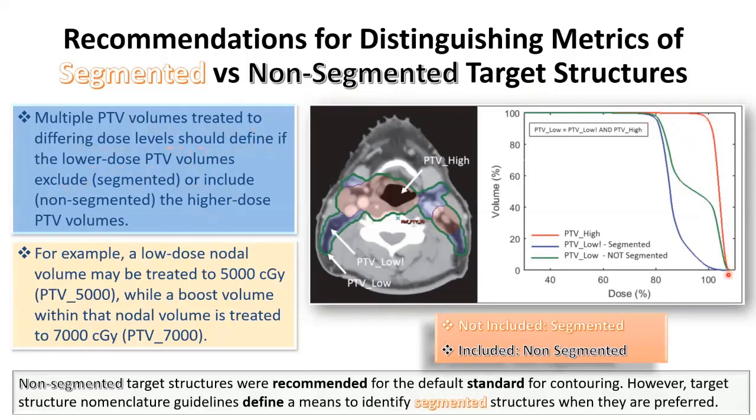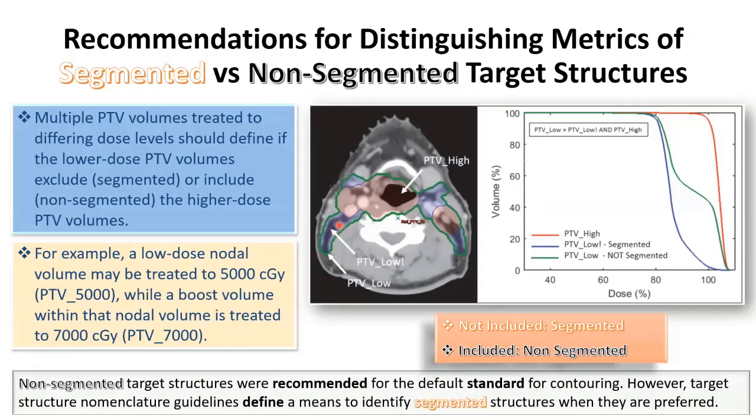So, this is the BTV high that we have in red. This one is BTV low, not segmented, and this is BTV low, segmented. Okay, what do we mean? Let's say the physician is treating, as an example, a low dose nodal volume that may be treated to 5,000 centigray BTV, while a boost volume within the nodal volume is treated to 7,000 centigray. So this is the BTV high, and this is the BTV low, which is the segmented one.